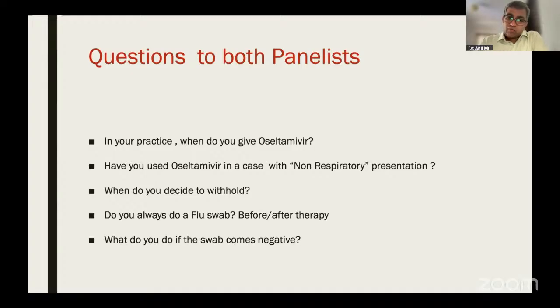Or like what we discussed earlier, when we are using it to protect the elders in the family, we may not be doing a flu swab in the OPD setting at all.